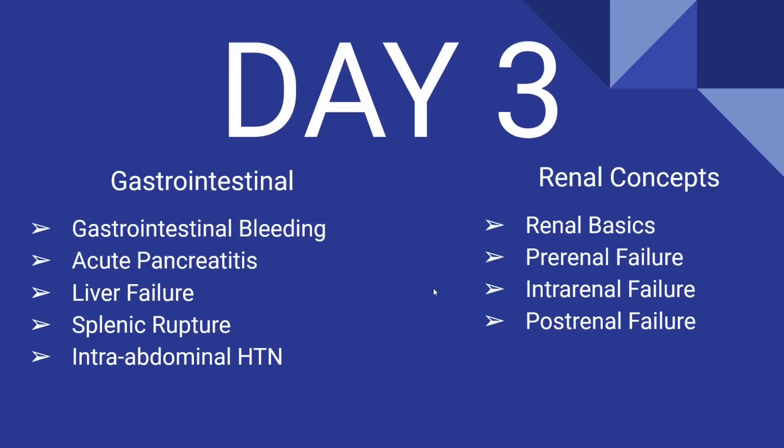And today we're going to be covering GI and renal concepts. So for GI, I'm going to focus on GI bleeds, pancreatitis, liver failure, splenic rupture, and high intra-abdominal pressure. There are some other topics in GI that you'll want to read about in your book. And as for renal, we'll go through just the basics of kidney function. The three major topics of renal are the pre, intra, and post-renal failure. Again, there are some other topics that I'm not going to cover in this lecture, but you'll see in your book once you start to review.